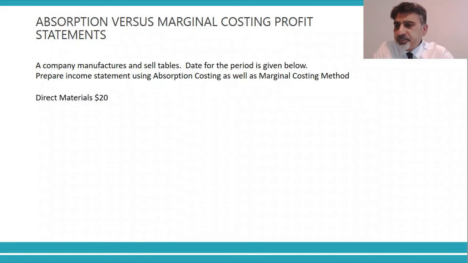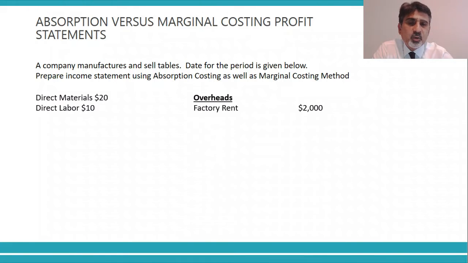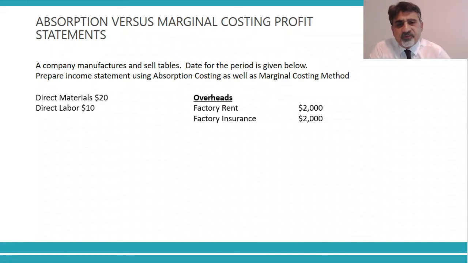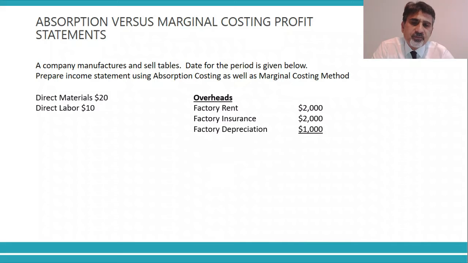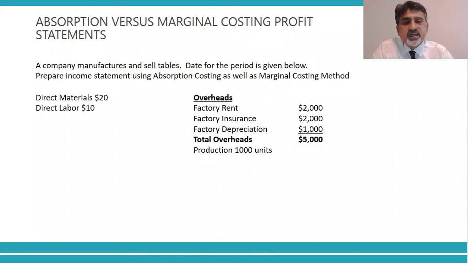So we say that direct materials are $20. So we make tables. Within one table, direct materials are $20, direct labor is $10. Then you have overheads, which are fixed production overheads. You've got factory rent $2,000. The factory insurance is $2,000. Factory depreciation is $1,000. So your total fixed overheads are $5,000. And then we say our production is 1,000 units. So it means that if you produce 1,000 units, your fixed overheads are $5,000.